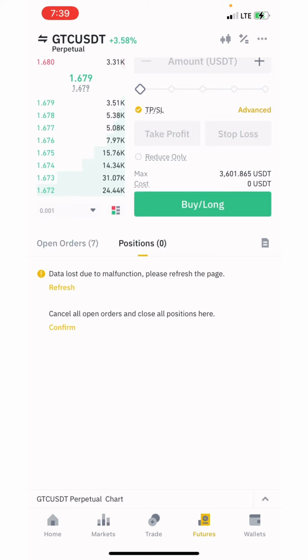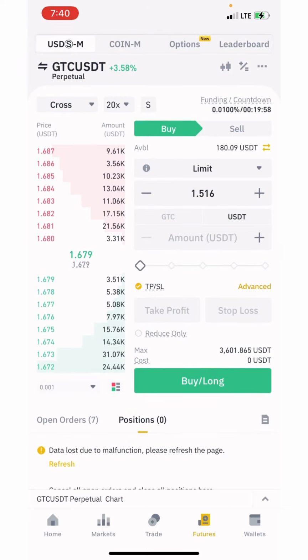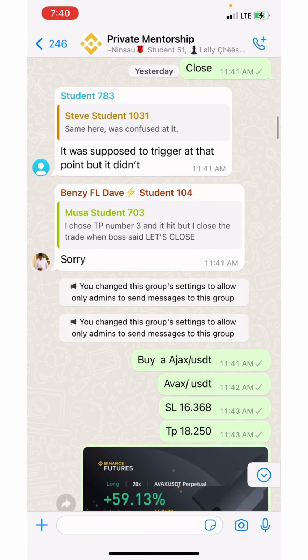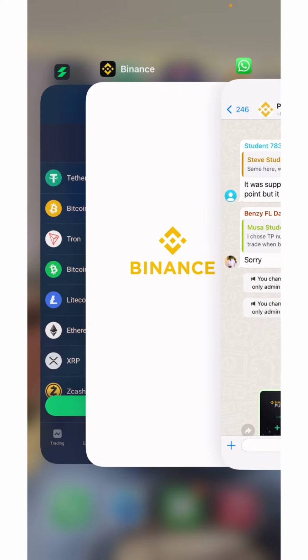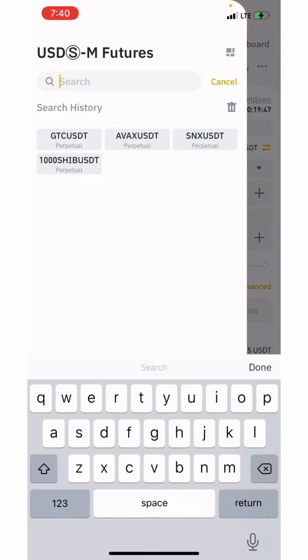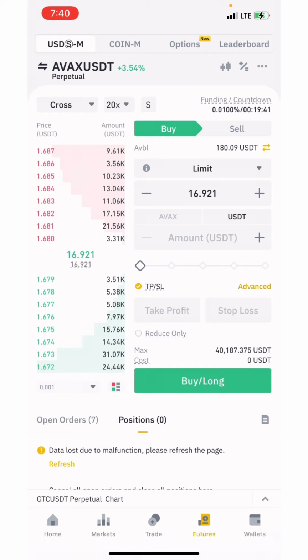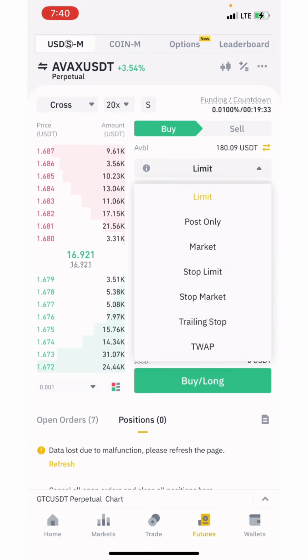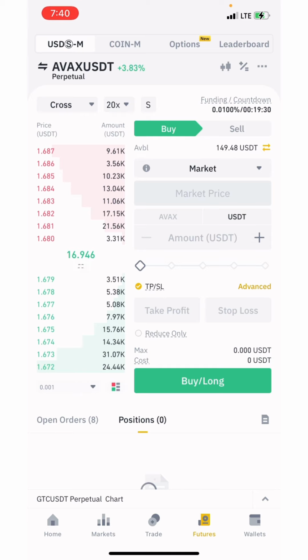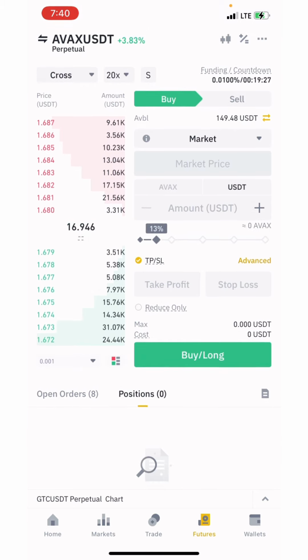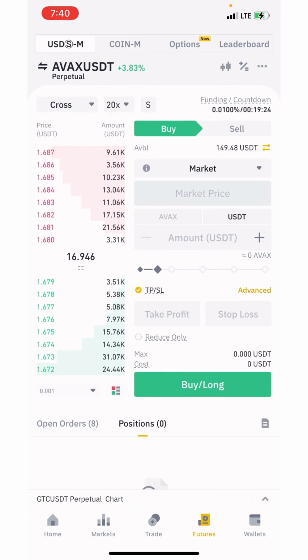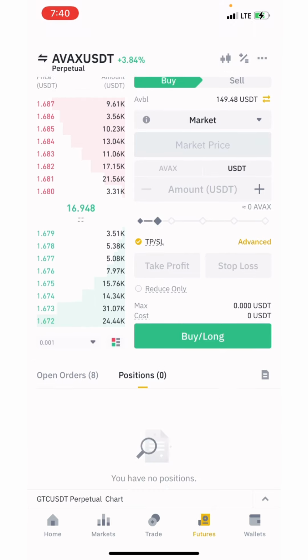When you use a market order, let's say yesterday I sent this particular signal in the group, buy AVAX USDT. You just click on the GTC and change it to AVAX USDT. We search for AVAX here, then you can see it, AVAX USDT. Because I said market price, I didn't give you an entry. You just click the limit here and change it to market. When you change it to market, you start dragging this thing and you see the price will start to change.